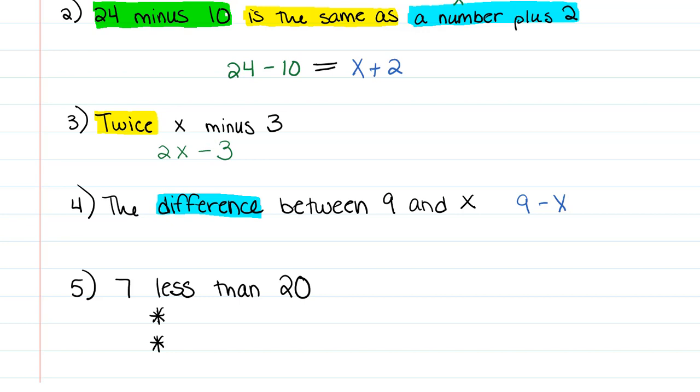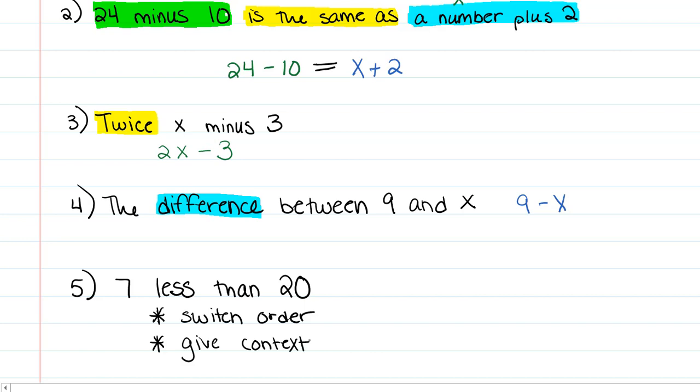And our last example, 7 less than 20. This one's a little bit unique because we are actually going to switch the order of 7 and 20. If that's a little bit weird to remember, I like to give it a context. Money is an easy context, so let's say this is $7 less than $20. If you have $7 less than $20, how much money do you have? That's going to be a tip-off on how to write this. So I'm going to write 20 minus 7, because if I do have 7 less than $20, I should have 13, and I know that 20 minus 7 is 13.